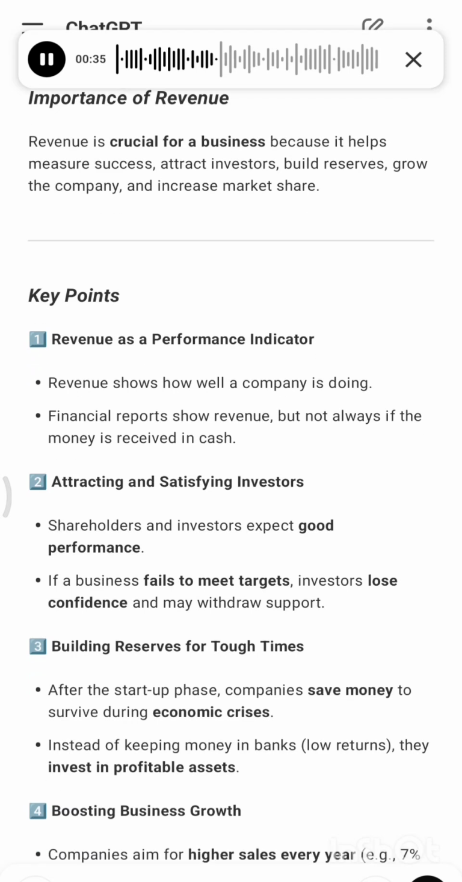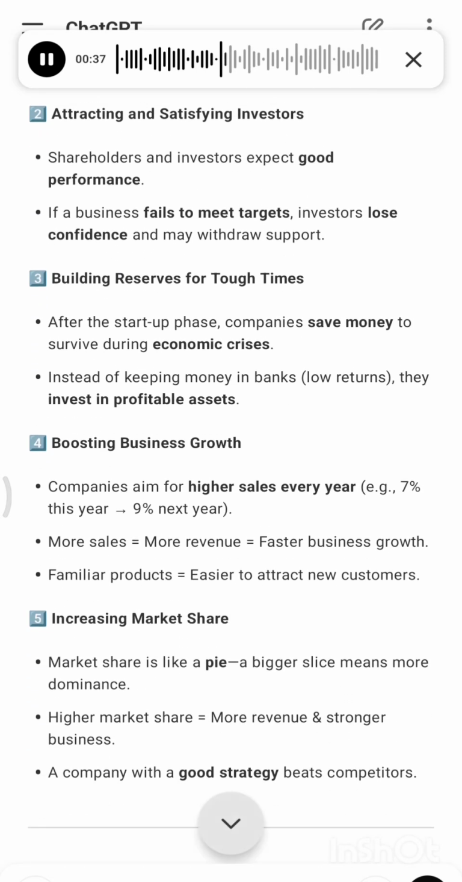3. Building reserves for tough times. After the startup phase, companies save money to survive during economic crises. Instead of keeping money in banks at low returns, they invest in profitable assets. 4. Boosting business growth. Companies aim for higher sales every year, e.g., 7% this year, 9% next year. More sales equals more revenue, faster business growth. Familiar products make it easier to attract new customers.